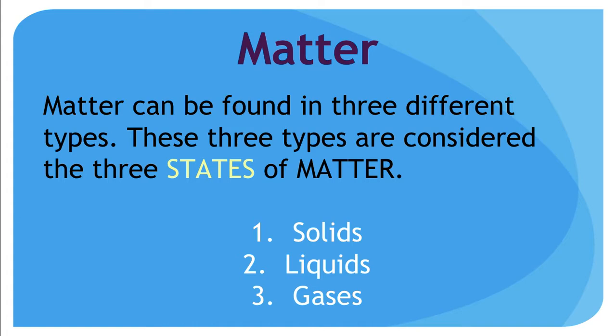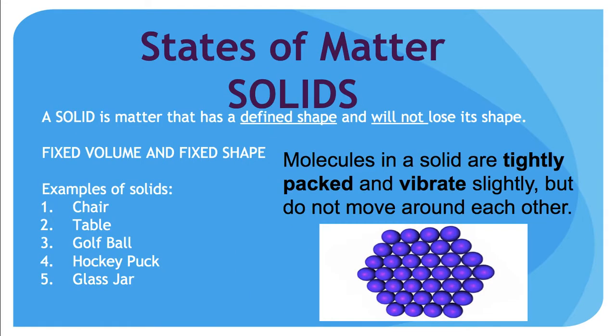Matter can be found in three different types. Those are the states of matter, which you did your magical book of knowledge on. Remember, we talked about them in class and used the split peas to represent the molecules and what they look like in matter. There are three states of matter: solid, liquids, and gases.